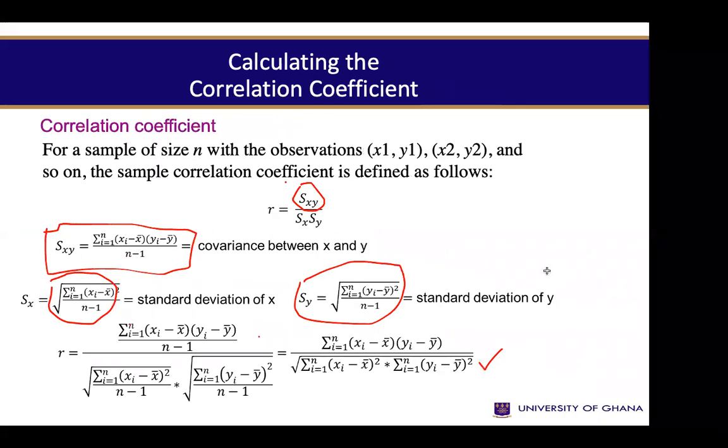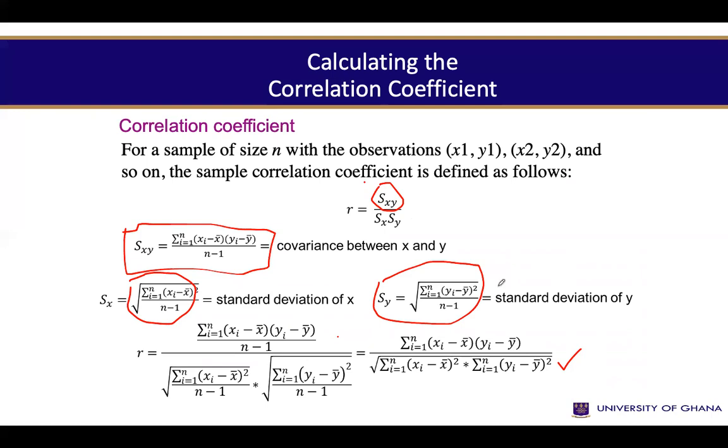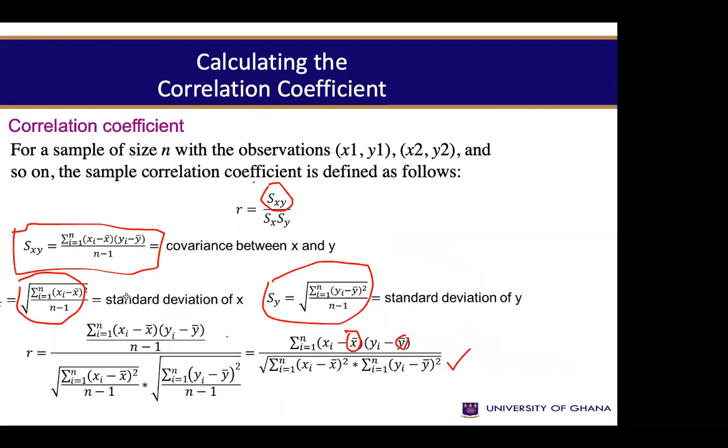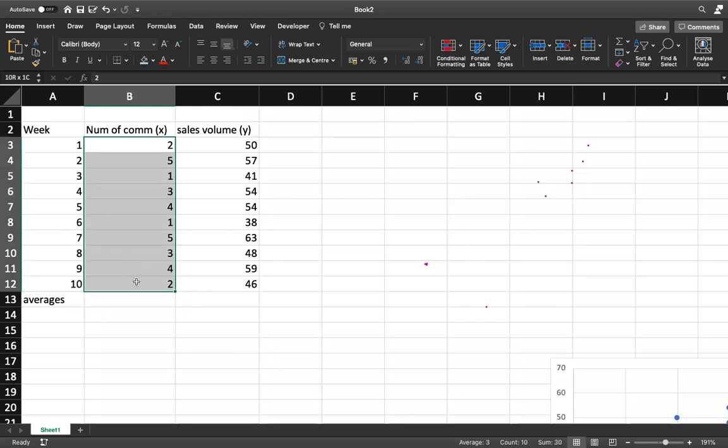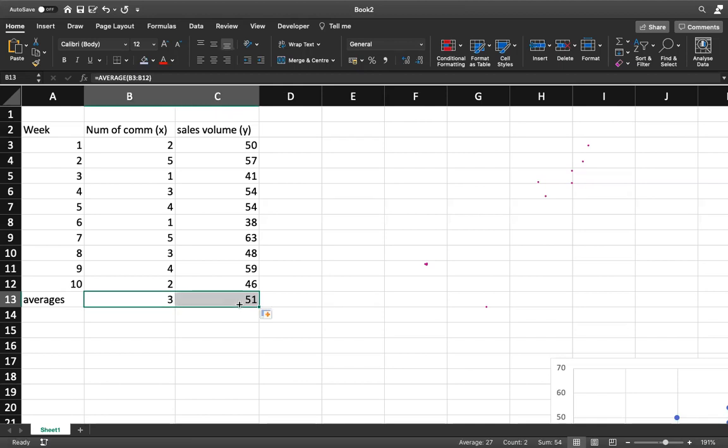Okay, so what we have here, we are going to first of all calculate the x bar, okay, and then calculate the y bar, which are what? The means. Okay, so let's calculate the mean of x. So x bar, so let's say averages, right? The averages. So how do we calculate the average of x? It's easier when I'm using Excel, so I can easily find the average of x. The average of x is 3, and then the average of y is 51. Okay, so these are the average values.